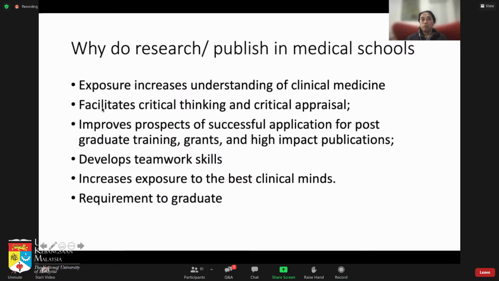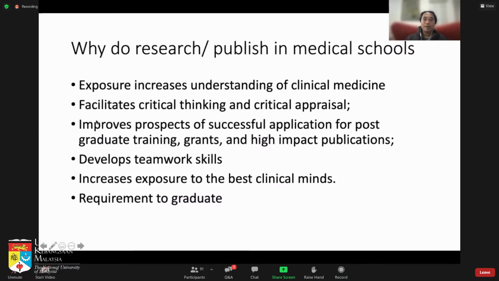Study and research also will facilitate critical thinking and critical appraisal. That is very important because it will actually sharpen your mind, and whenever you see a patient, you have a few differential diagnoses, because maybe this patient does not have one single diagnosis. When you have critical thinking, that will be beneficial to your patient.